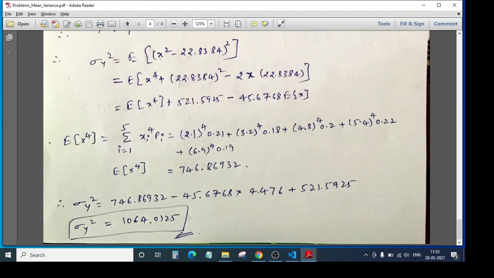Okay, so that's all for today's class. Here we finish our expectation problems. The next chapter we will be studying is characteristic equation.